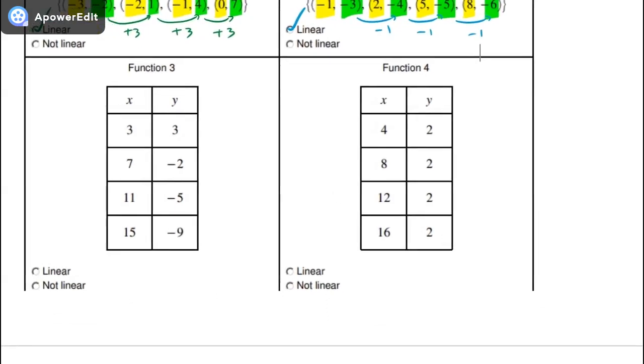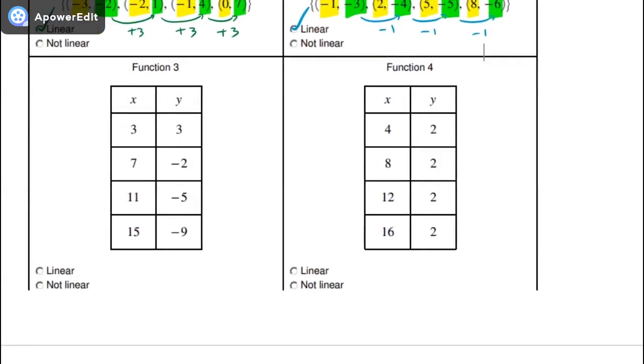Now we'll go down to the last two, function 3. The pattern of the x value is adding 4, and this one also adds 4, looking good. For y, 3 to negative 2, you subtract 5. Negative 2 to negative 5, you subtract 3. And from negative 5 to negative 9, you subtract 4. So they're not consistent, it's not a linear function. As you see, the y value changes differently every time.